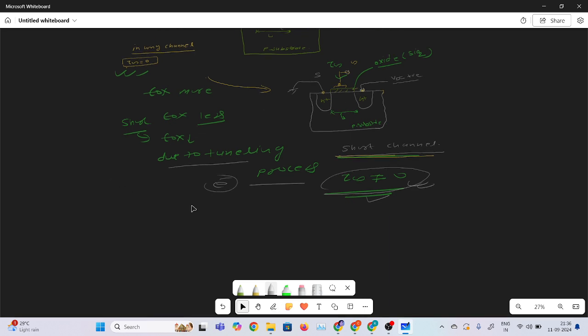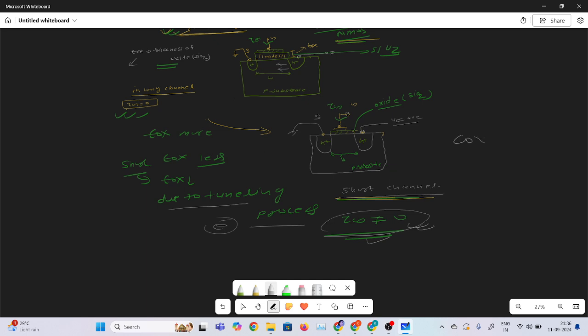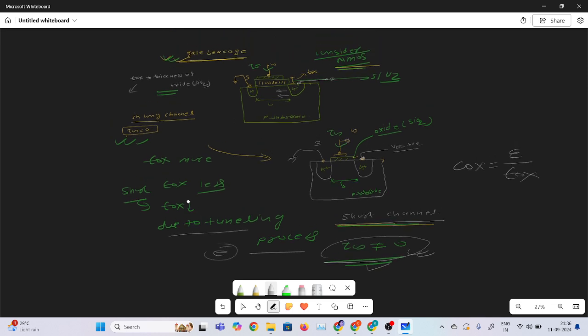Someone asked one question: sir, COX is the capacitance per unit area, epsilon divided by TOX. So if we increase the TOX in the short channel, no issue, then the gate current will not exist. Okay, but if you increase the TOX, then effectively the oxide capacitance COX will decrease. So this is not good.